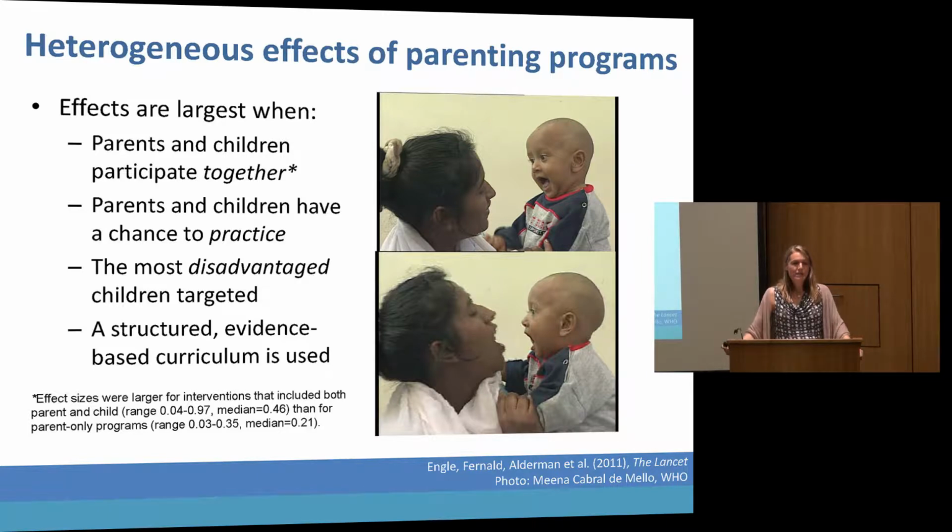We also know that there's heterogeneous effects of parenting programs. For example, effects are largest when parents and children participate together. For example, if you have interventions where a child and a parent can practice what they're learning, rather than just teaching a parent how to interact with a child, those have bigger effect sizes in terms of outcomes on child development. We also know that the most disadvantaged children are targeted. Those kids can do better in parenting programs, and that the most effective programs use a structured evidence-based curriculum. And you'll see this is one of the features that was really prominent in the Mexican program that I'll tell you about.